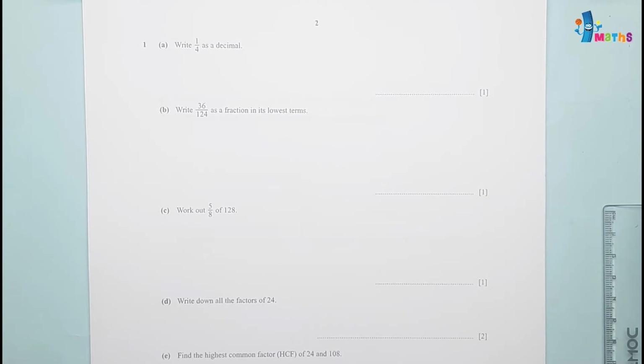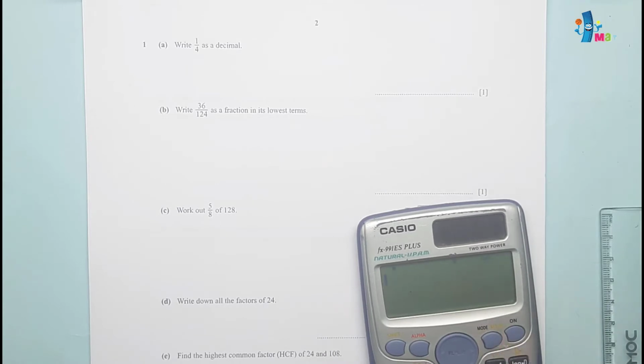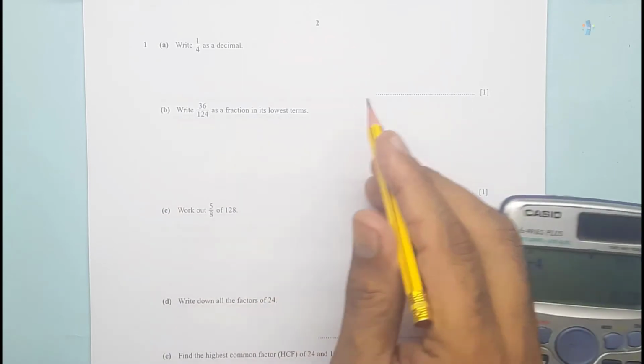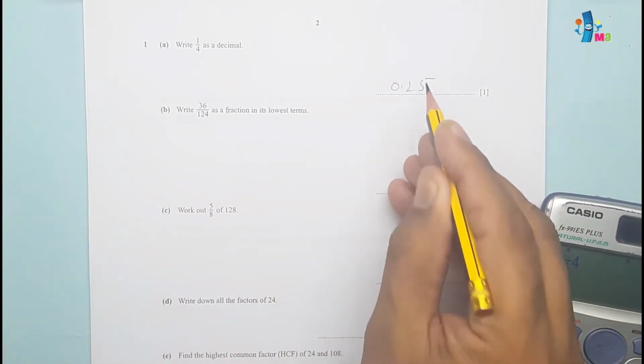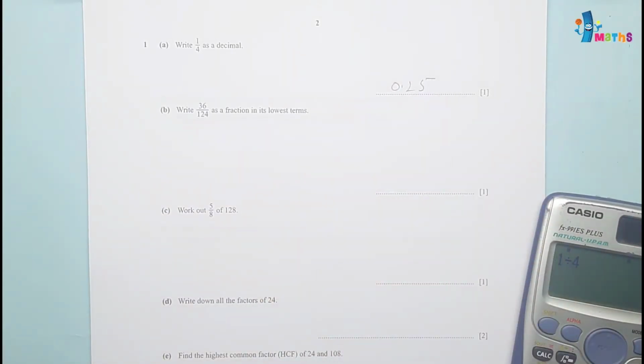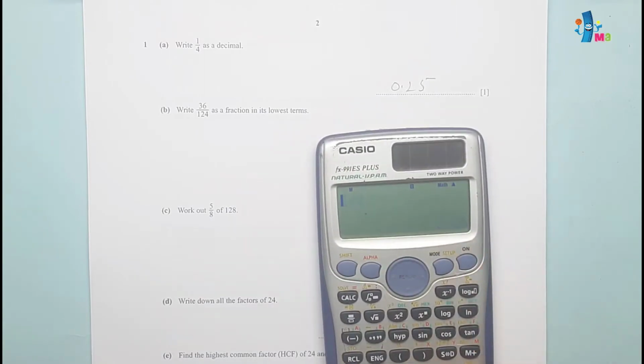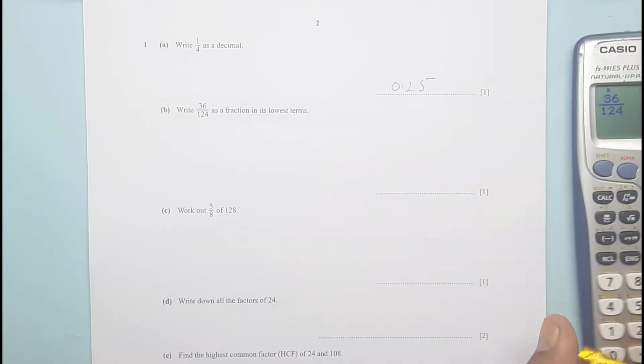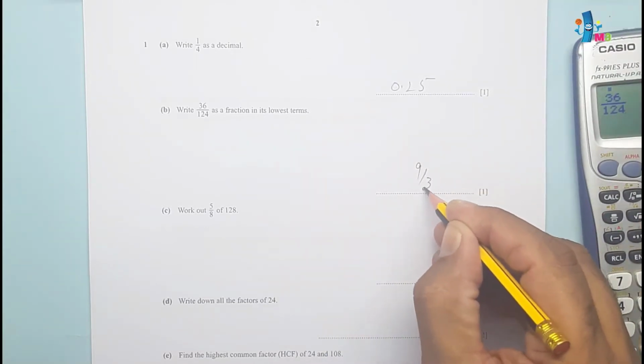Question number 1. Write 1 by 4 as a decimal. So 1 divided by 4 is equal to 0.25. Question 1 B part: write 36 over 124 as a fraction in its simplest form. This one we can write as 36 over 124 is equal to 9 by 31.